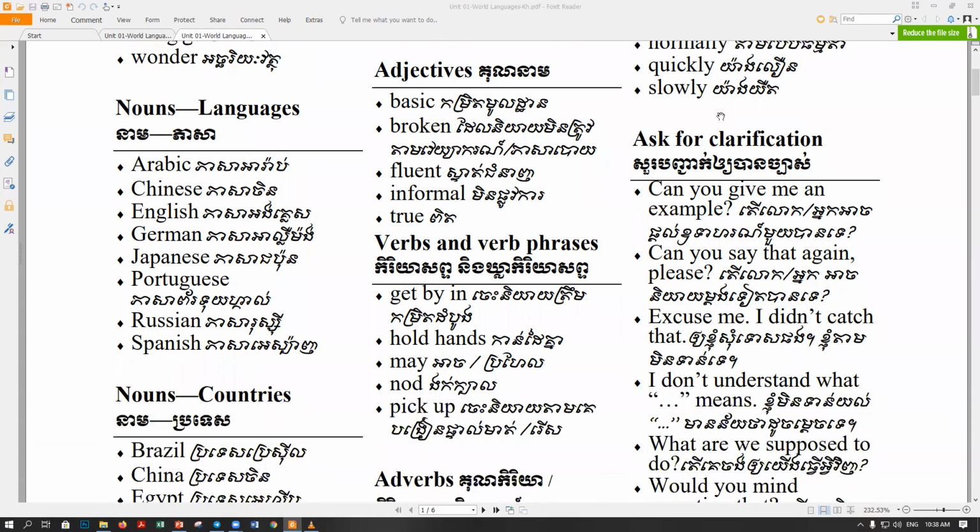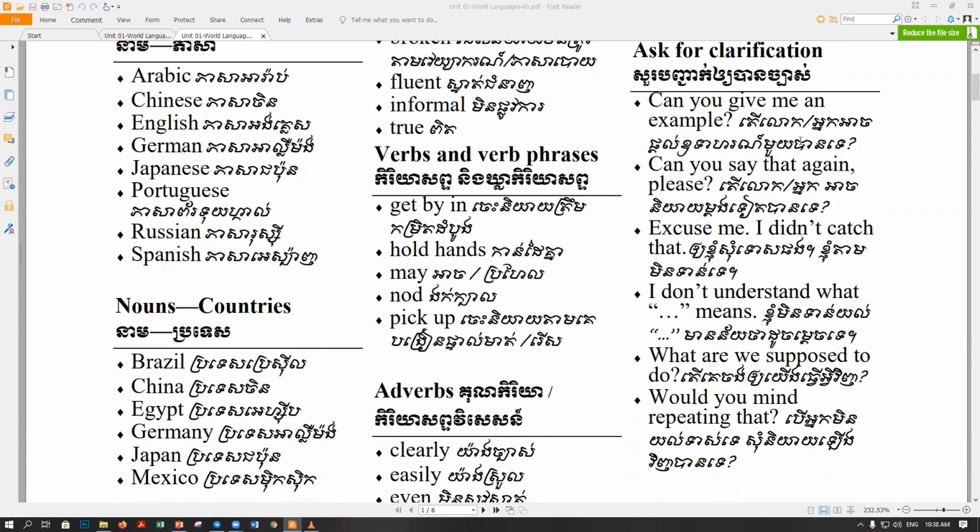Here are the expressions for talking about clarification, or we can say asking for clarification. Can you give me an example? Can you say that again, please? Excuse me, I didn't catch that. I don't understand what it means. What are we supposed to do? Would you mind repeating that?